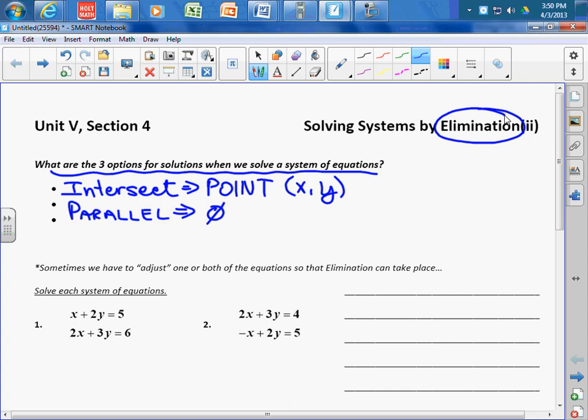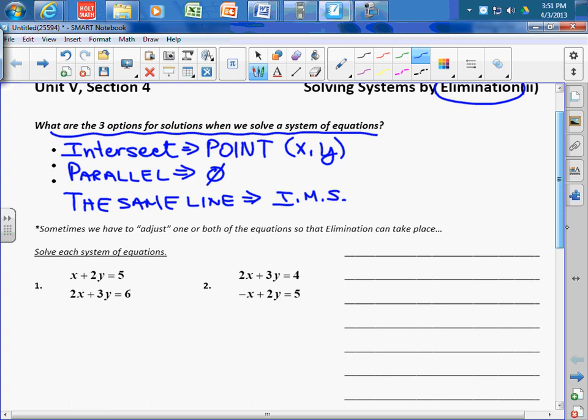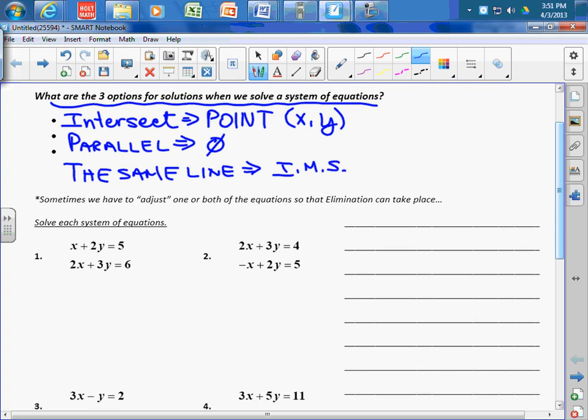The third thing that could happen would be what? They end up being the same line. And if they're the same line, how many points will they have in common? Infinitely many points, or infinitely many solutions. So those are the three things that are going to happen when you graph two lines or when you solve any system of equations. One of those three things.